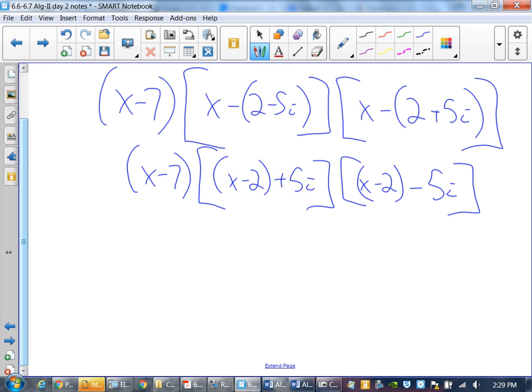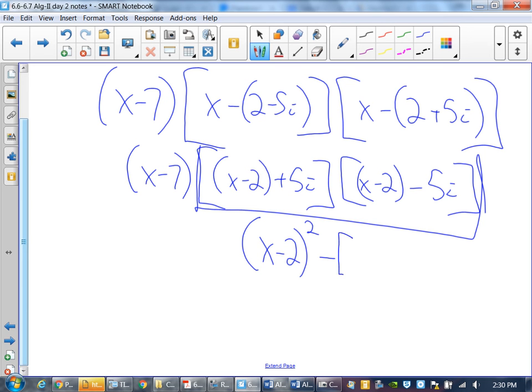Now think of it in terms of FOILing everything out. Between here and those two, it's a difference of squares. It's a plus b, a minus b. A squared minus b squared is how that would work out. The middle term goes away. So it is quite literally x minus 2 quantity squared minus 5i squared.